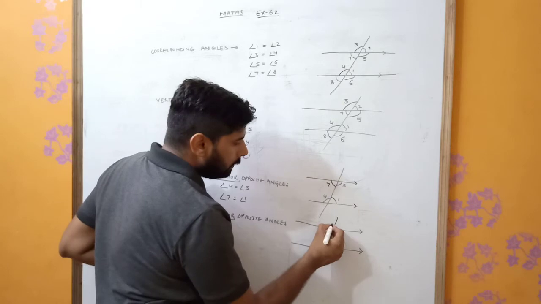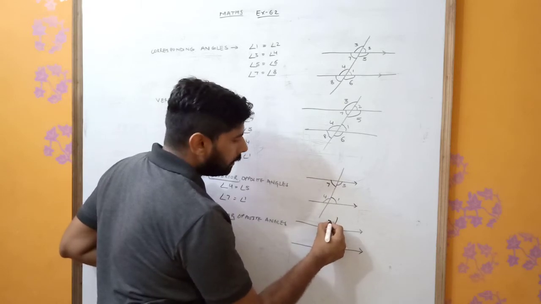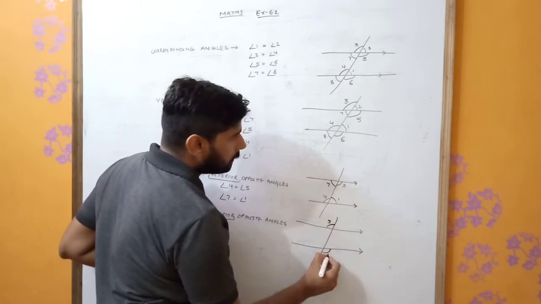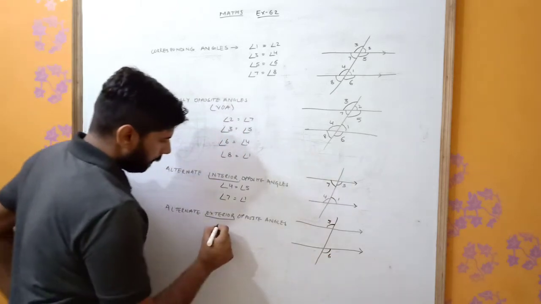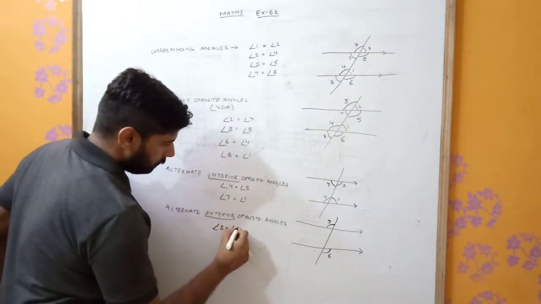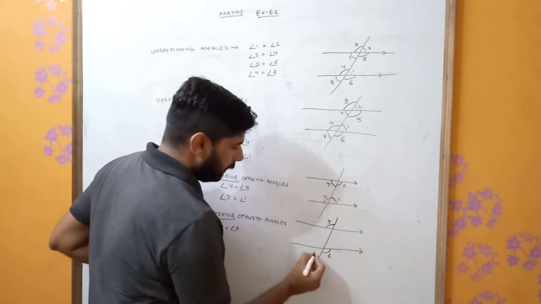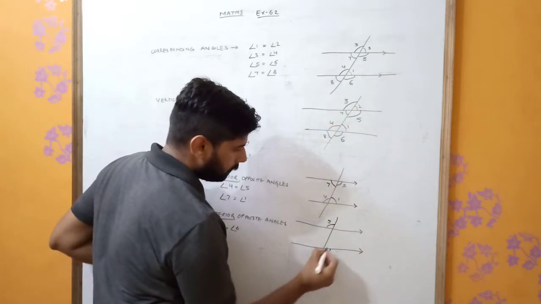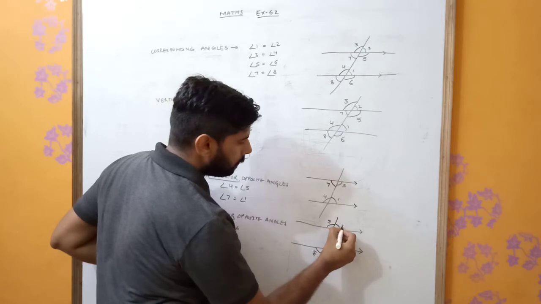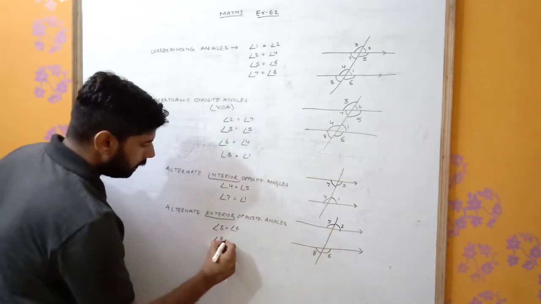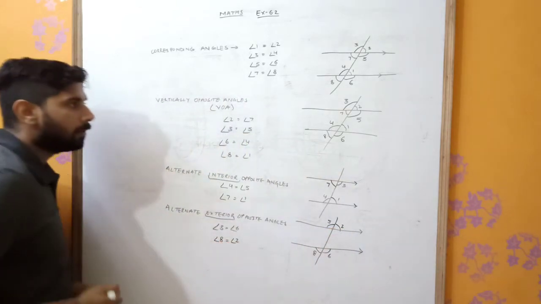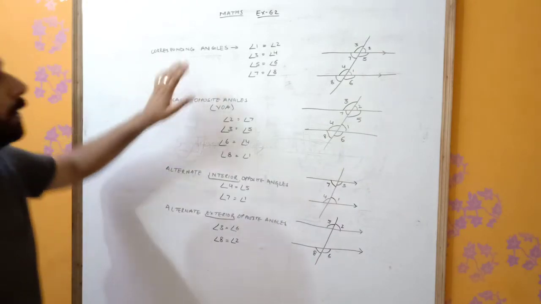Outside means this angle 3 is equal to angle 6. Angle 3 is equal to angle 6. Now next one, this angle is 8 and this angle is 2. Angle 8 is equal to angle 2. So these are corresponding angles.